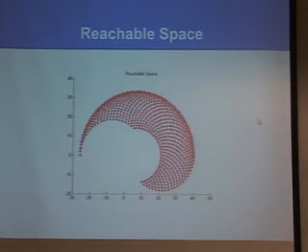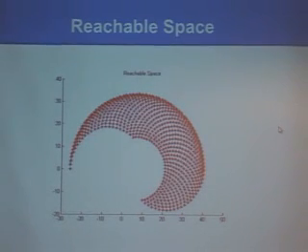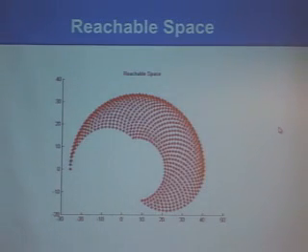We've plotted the reachable space of the arm in MATLAB in order to know where we could reach, and the values you could see here are in centimeters. The horizontal axis is for radius, and the vertical axis is for height.